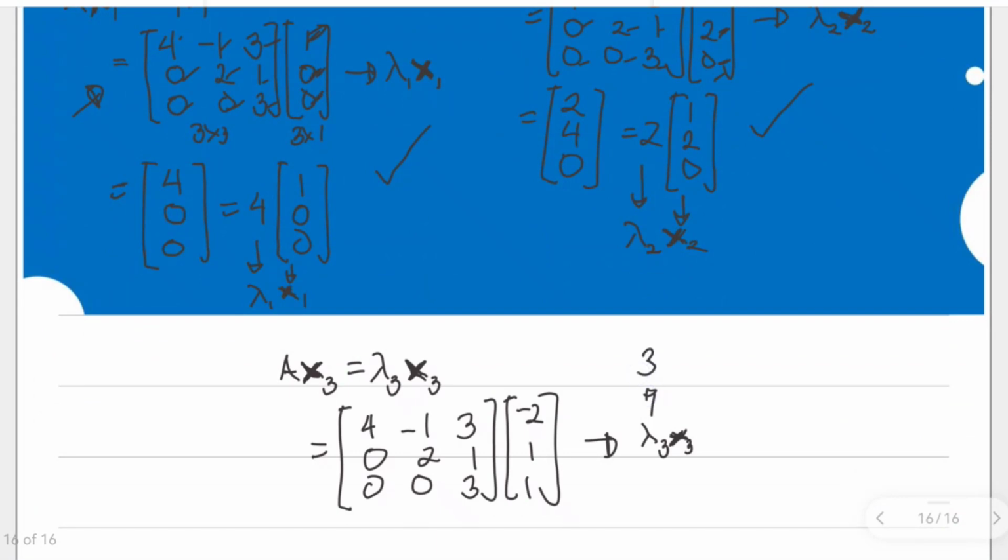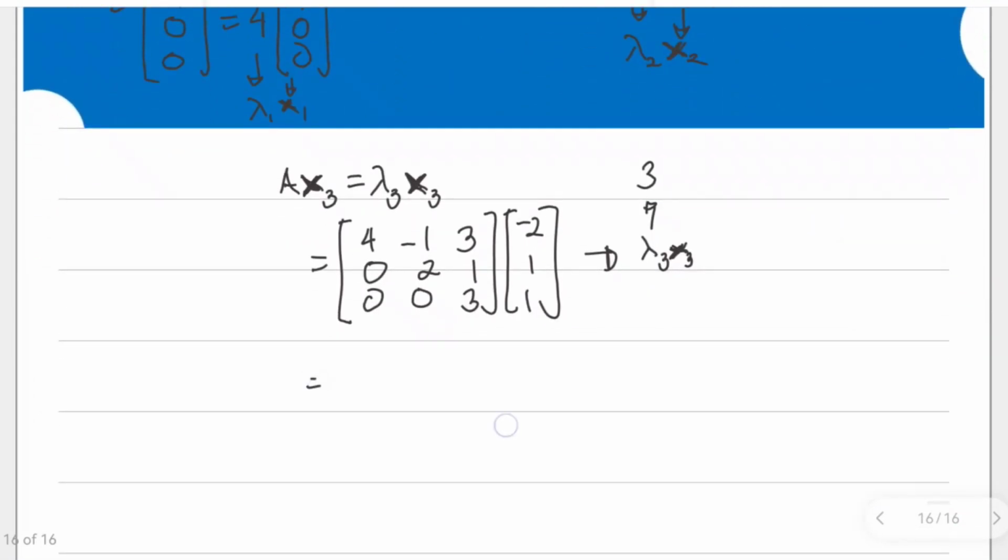Let's do it like this. The resulting matrix is still 3 by 1. 4 times negative 2 is negative 8. Negative 1 times 1 is negative 1. So negative 8 and negative 1 is negative 9. 3 times 1 is positive 3. Negative 9 plus 3 is negative 6.